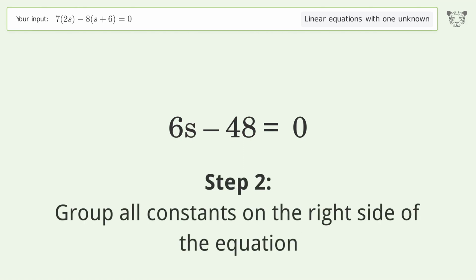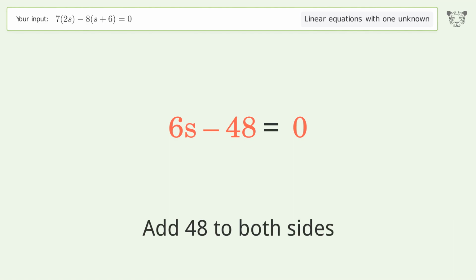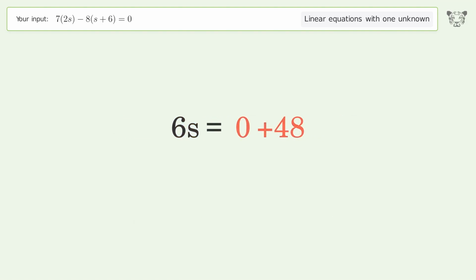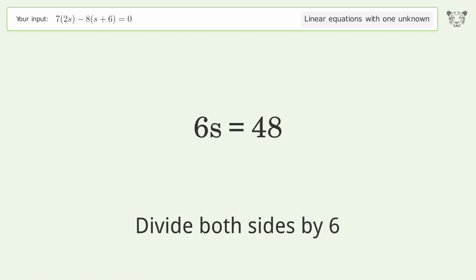Group all constants on the right side of the equation. Add 48 to both sides. Simplify the arithmetic. Isolate the s. Divide both sides by 6.